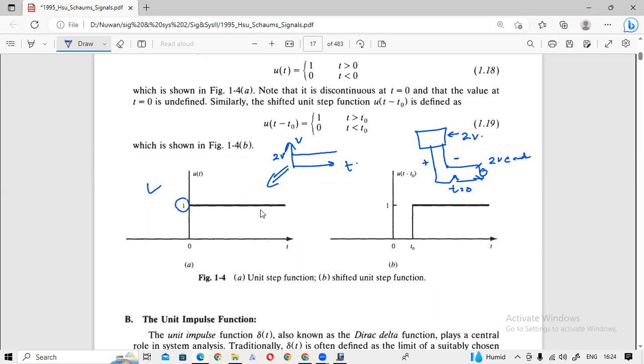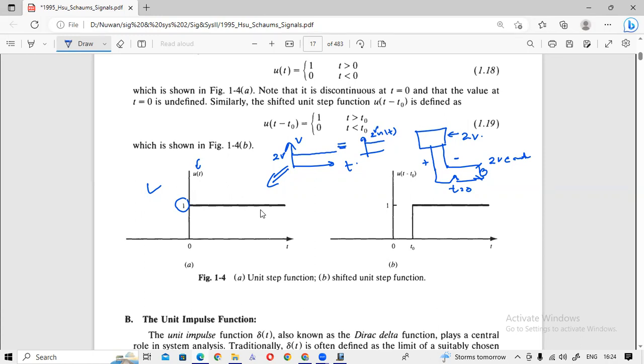So if you want to get the 2, you have to put a weight on this. For example, this can be represented as 2 u(t). This can be represented using 2 u(t). So you have put a weightage of 2. Like this, you can represent this kind of signal using a unity step function. DC signals.